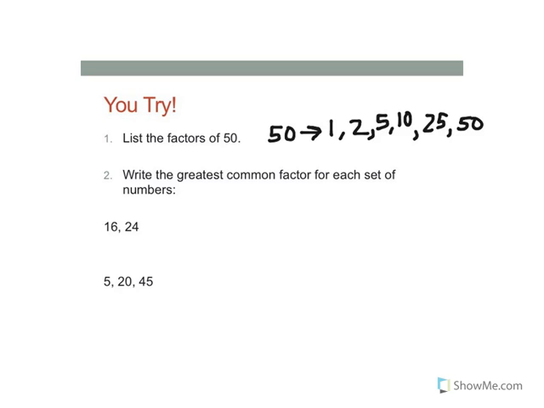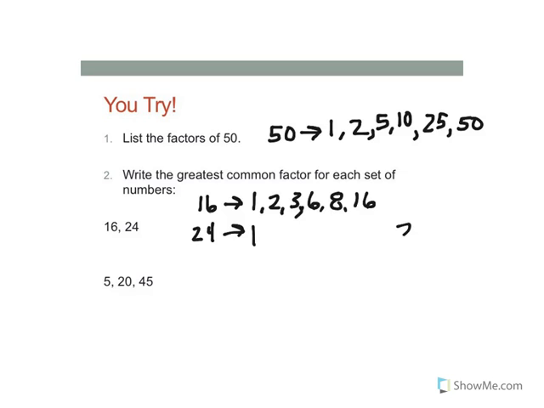Now the second problem says to write the greatest common factor for each set of numbers. So the first one is we have 16 and 24. So we have to start by writing the factors. Of 16 we have 1 and 16. We've already done this one. 2 and 8, and 4 and 4.